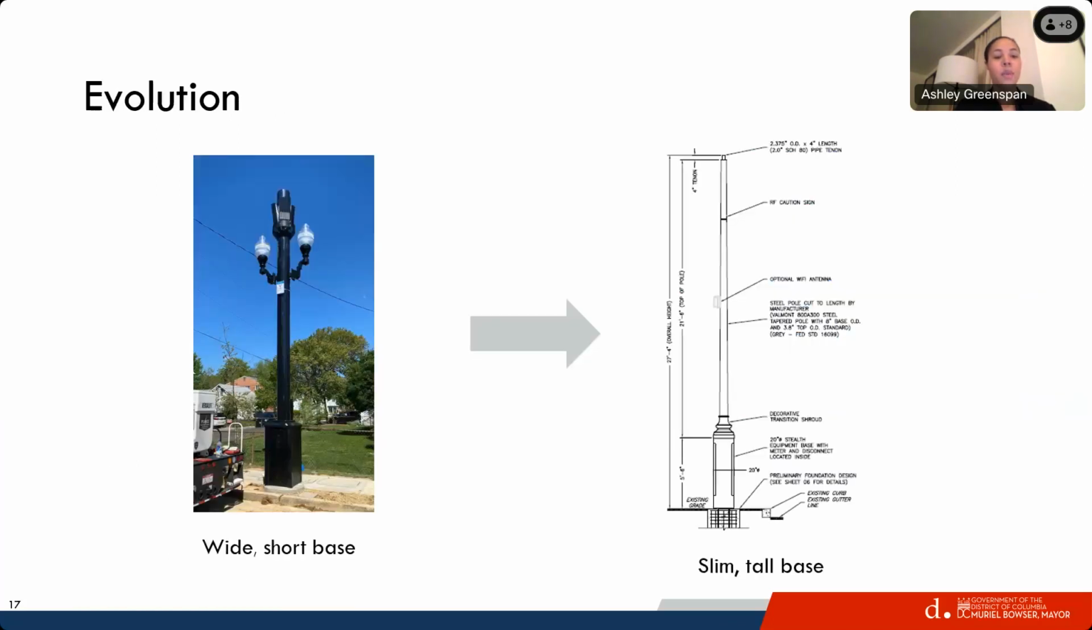So now to talk a little bit about the evolution of the pole. Throughout the conversations with the stakeholder group, we sought to refine the pole design to minimize its impact and assure that it's appropriate for DC in a manner that denotes its utilitarian purpose. We elongated the base to make it slimmer and have reduced it to the smallest form factor possible.